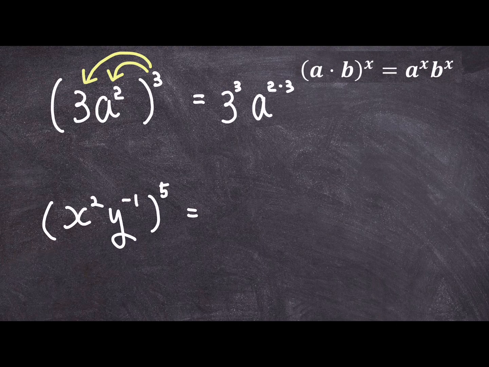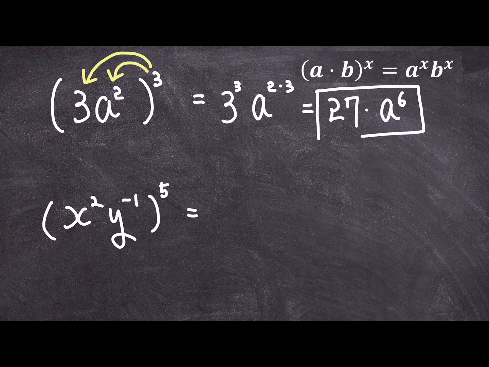So if I were to solve this out, that should equal 3 to the power of 3 is equal to 27 times a to the power of 2 times 3, which is equal to 6. And that'll be my final answer for the first question on this page. So this problem is done. Let's move on to the second problem.